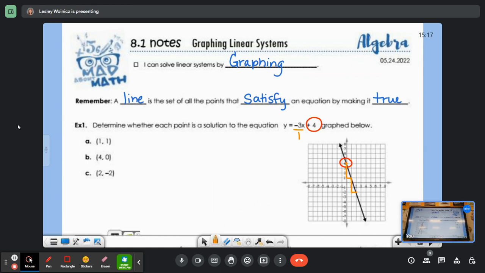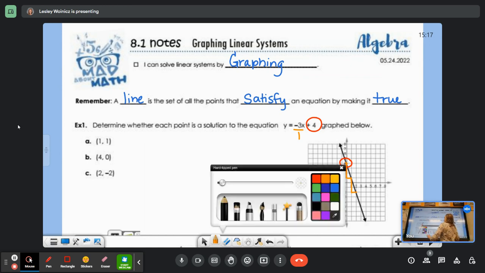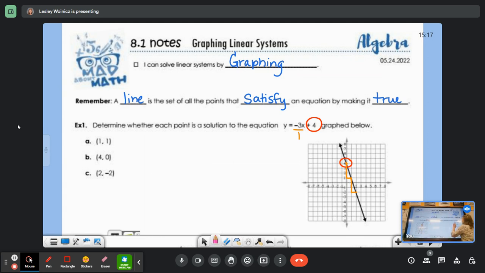Okay, perfect. So to test whether these are solutions, we can do that algebraically by plugging them in. Remember doing this? We want to know if 1 equals, because that's my y, right? I put in the 1 for the y, -3 times 1 plus 4. We want to know if this is true. Well, -3 times 1 is -3. Plus 4 is 1. So this is true. So this is a solution. We can say yes.